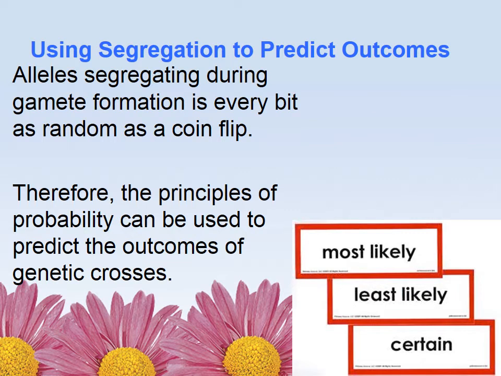So when we say that alleles segregate during gamete formation, we're saying that they separate during gamete formation. You remember when we were talking about chromosome splitting in mitosis? Well, the same thing happens in meiosis, which is what gametes go through. So we can use the principles of probability to predict the outcomes.